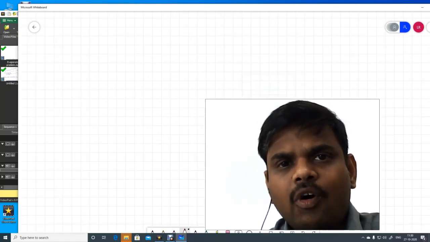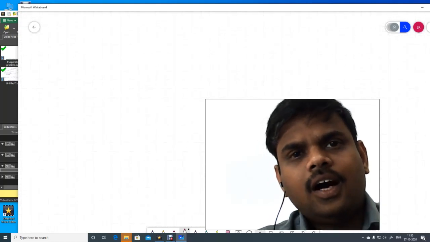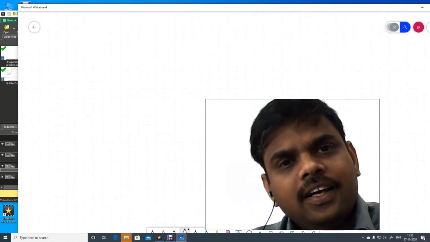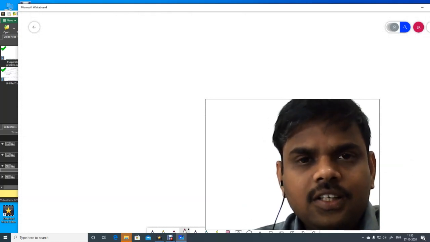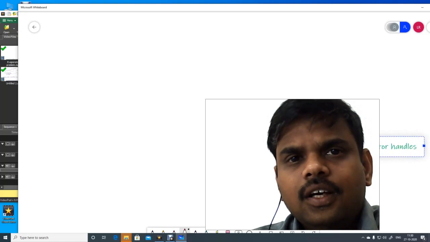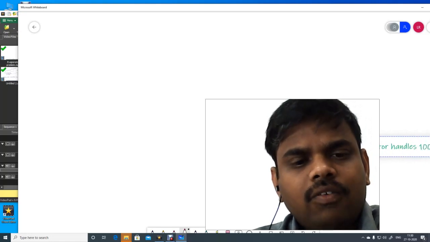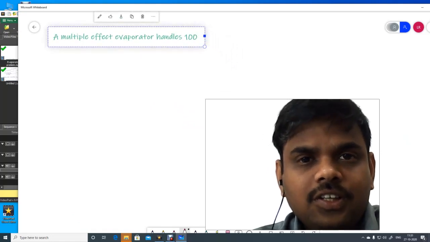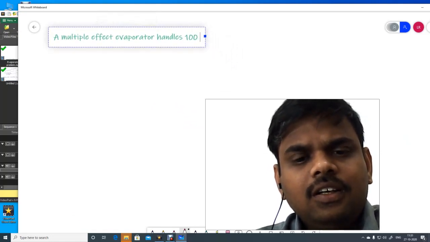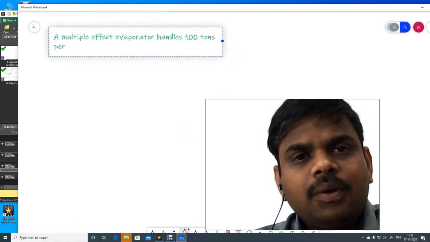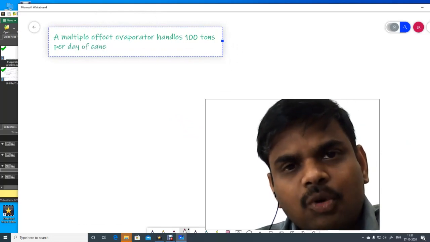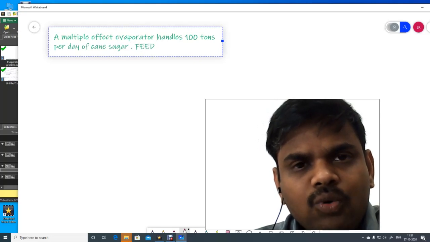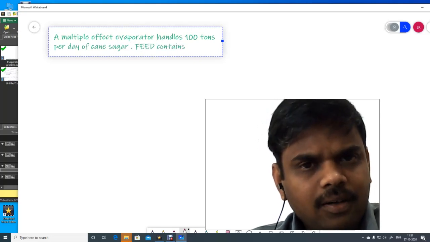A multiple effect evaporator handles 100 tons per day of cane sugar. Feed contains 30% solids, while the concentration in the leaving stream is 75% solids. Calculate the amount of water evaporated per day.